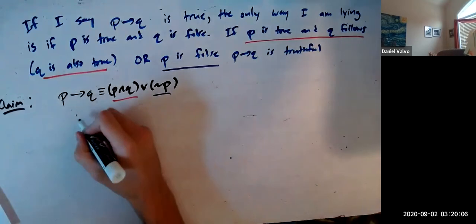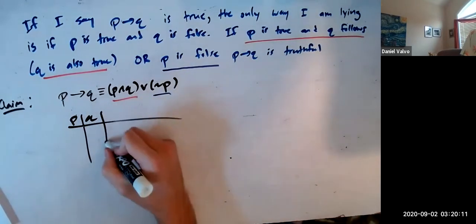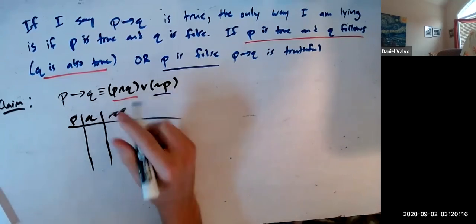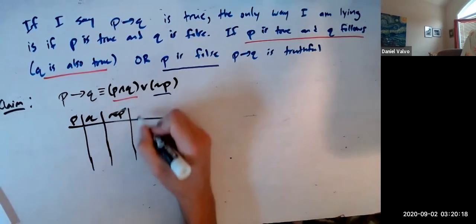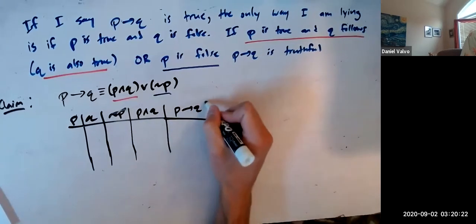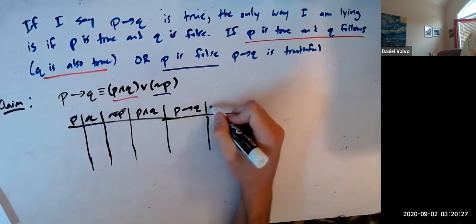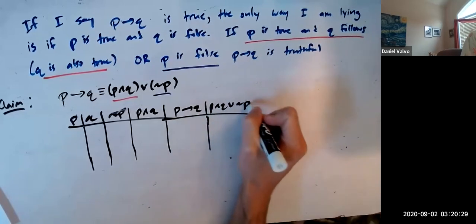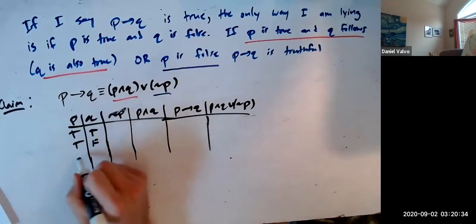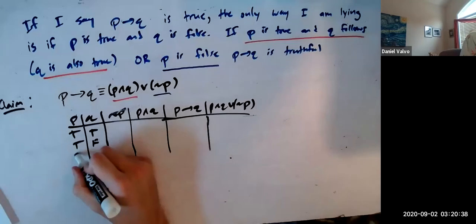Yes, it was a discrete math class. We were gonna have a truth table. So let's try to prove this. Let's look at P, Q. We're gonna need not P. We're gonna need P and Q. We're gonna need P implies Q. And then lastly, we're gonna need P and Q or not P. So in all these cases, these are the four you have to check for a two variable truth table.